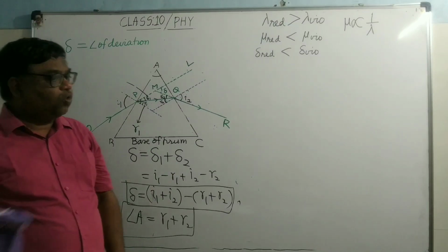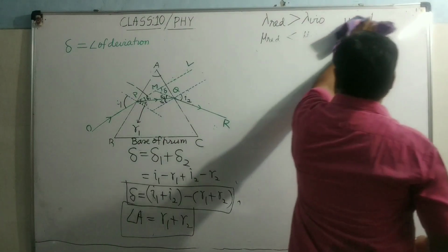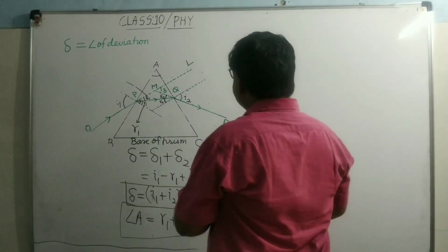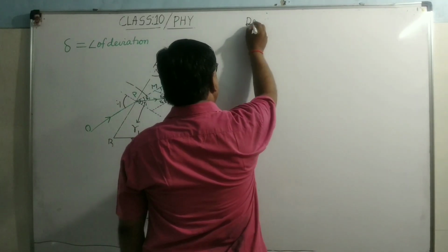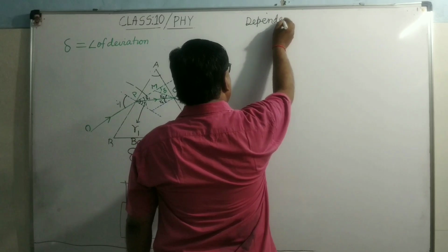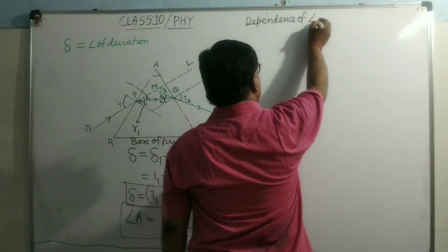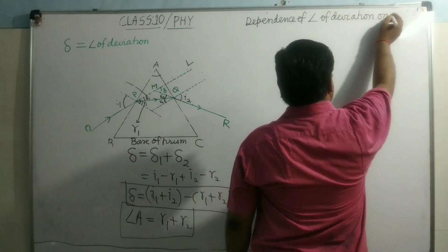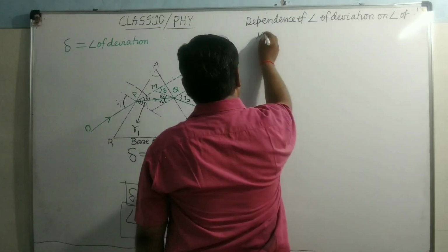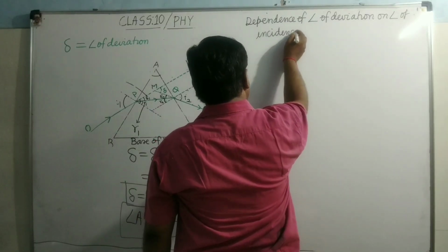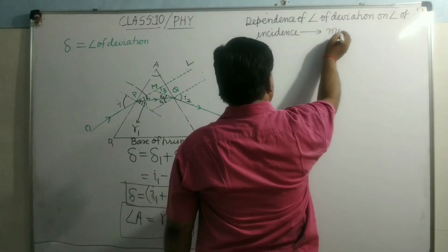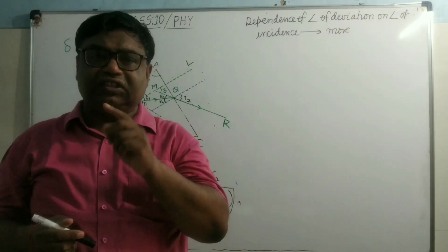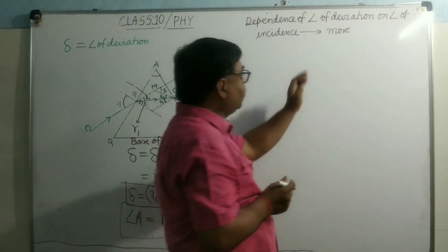It's clear? Now the dependence of angle of deviation on the angle of incidence is very, very important. And what is the dependence? With increasing angle of incidence, the angle of deviation first decreases and then increases.